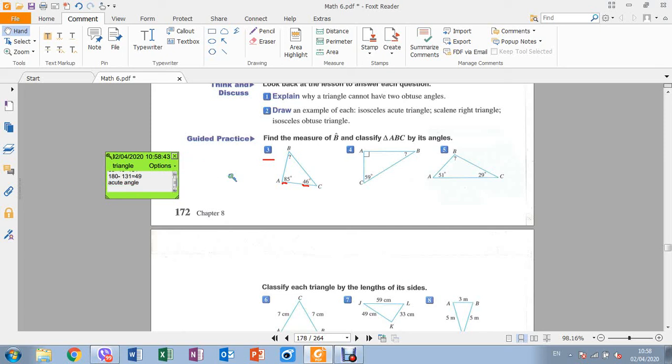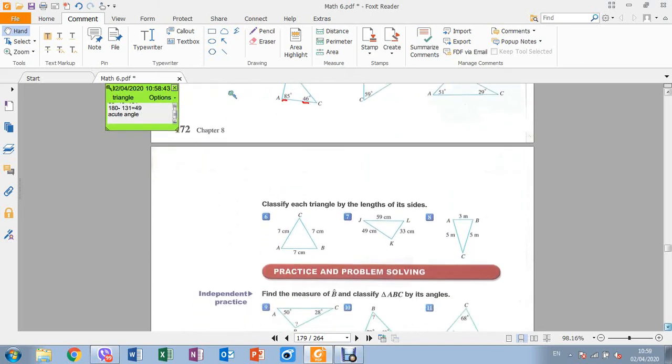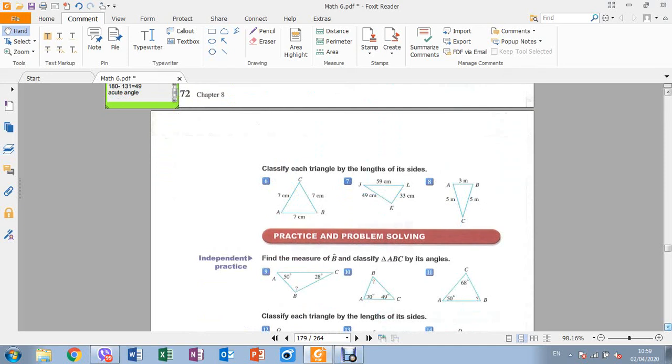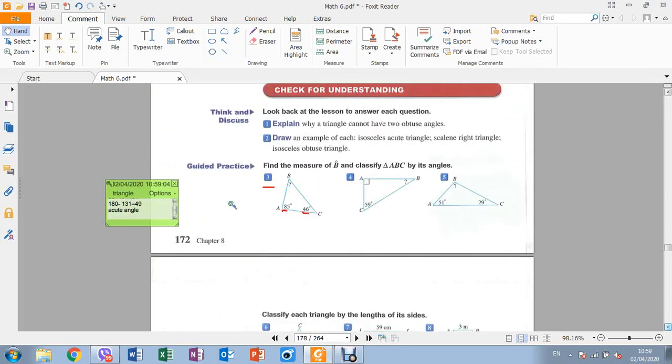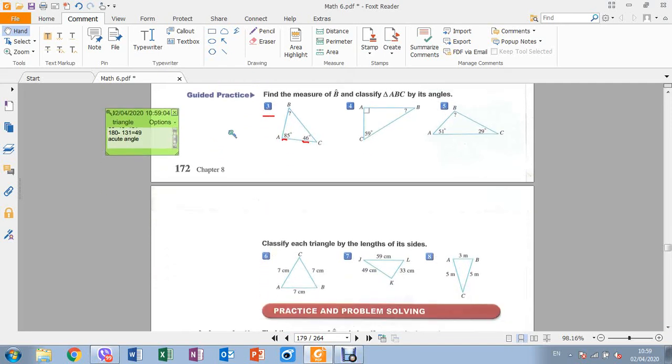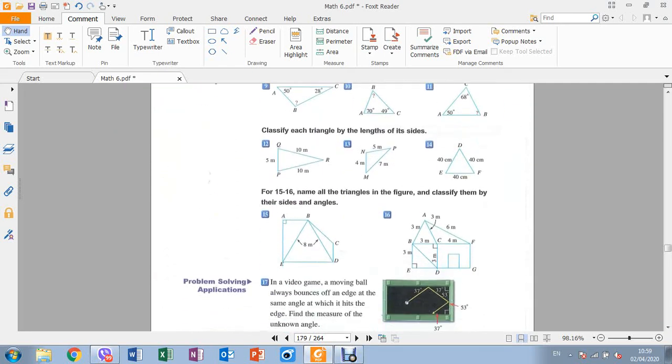Now numbers 4 and 5 are your homework, with number 6. Okay, I hope all of you understand.